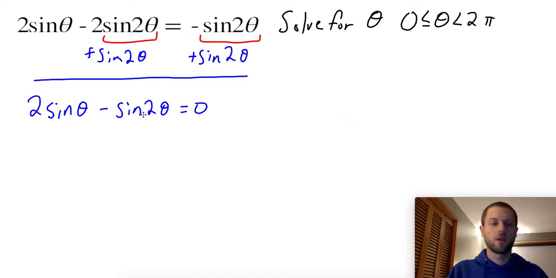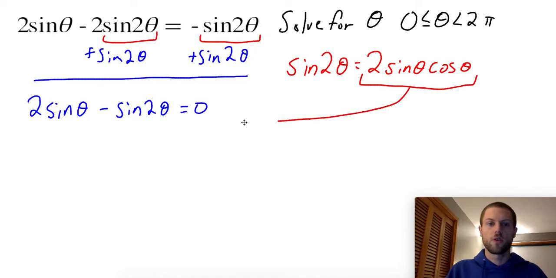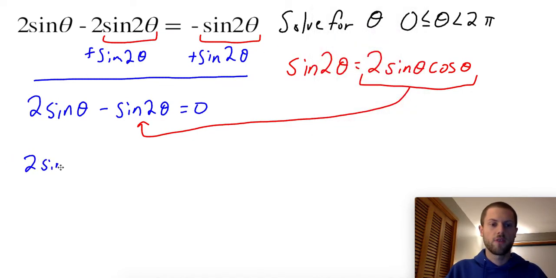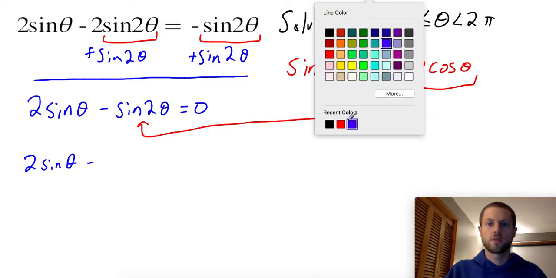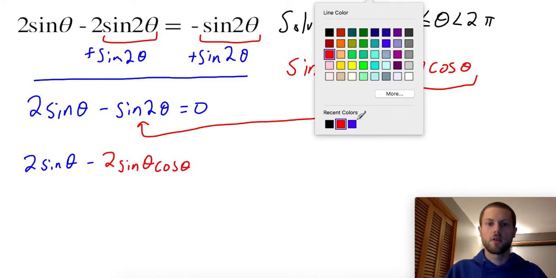Now we have to recall what the identity is for sine of 2 theta. Let me put that over on the side here. The sine of 2 theta is going to equal 2 sine of theta times the cosine of theta. So next up, I'm going to take this whole piece and substitute it in for this piece right here, since those are equal. That's going to give me 2 sine of theta minus 2 sine theta cosine theta, and that's still all equal to 0.